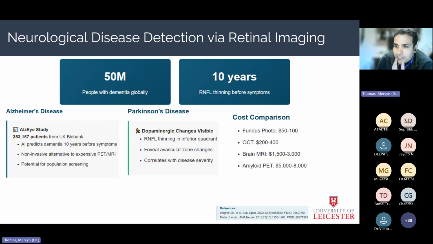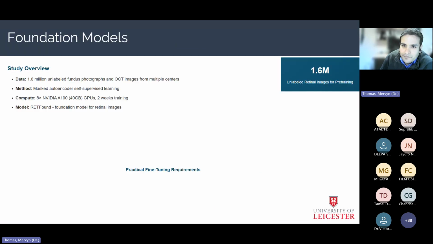From a Parkinson's disease perspective, the thing to bear in mind is dopaminergic changes which are visible within the retina, and this can also correlate to disease severity. Now, in terms of cost comparison, obviously a fundus photo is a lot cheaper than an MRI scan, and I don't need to drill in that fact.